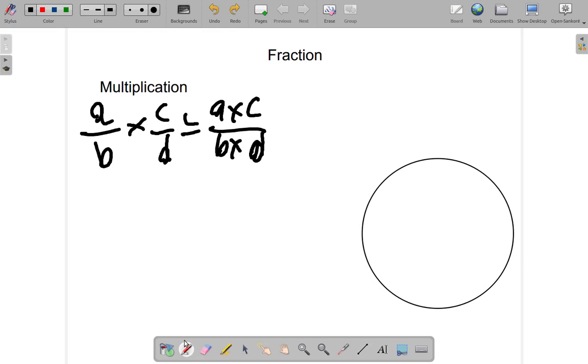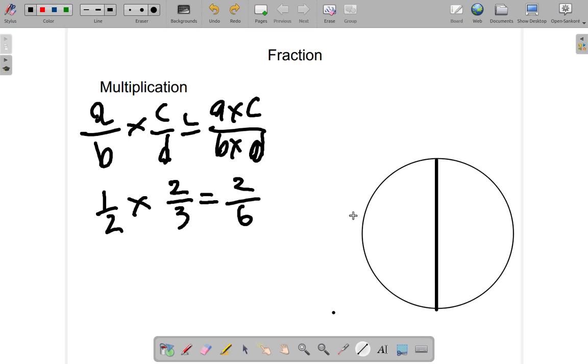Let's say you have a half multiplied by 2/3. That gives you 2 times 1 is 2, over 2 times 3 is 6. 2/6, which is the same as 1/3, but let's keep it as 2/6 for now, just to discuss the principles behind it.